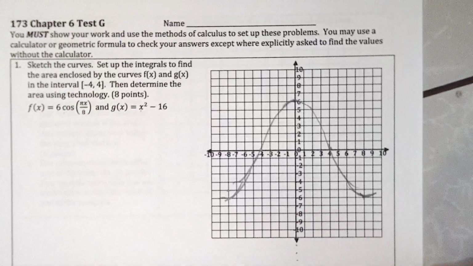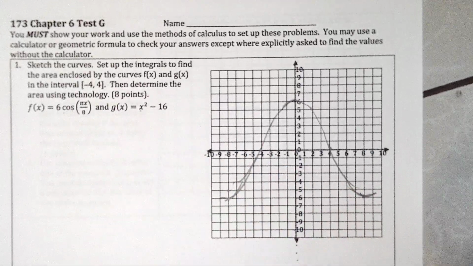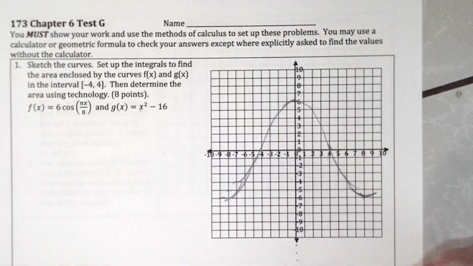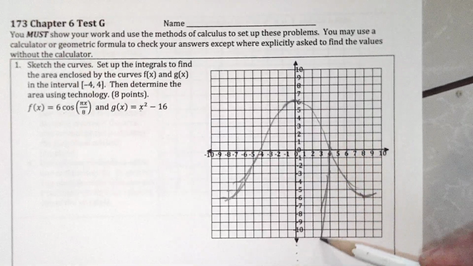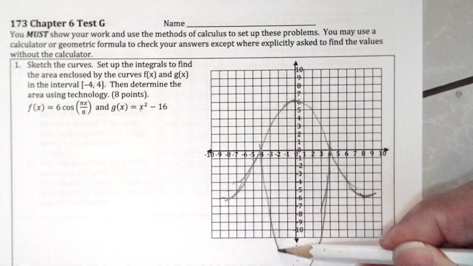And this is a parabola that's down 16: 10, 11, 12, 13, 14, 15, 16. And since it's x squared, if you move over 4, 4 squared is 16, so it hit there. So it's a parabola that's in here that hits at 4 and minus 4.